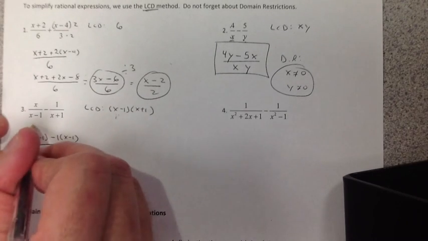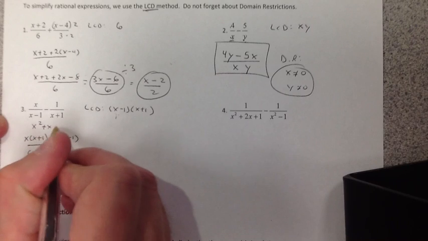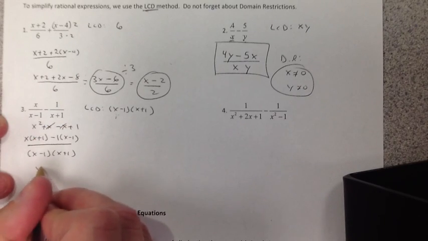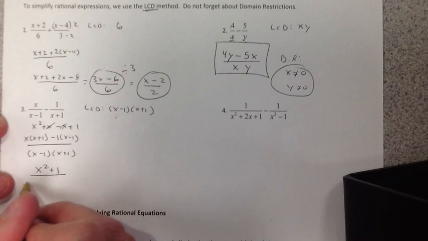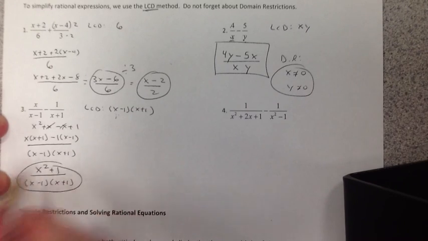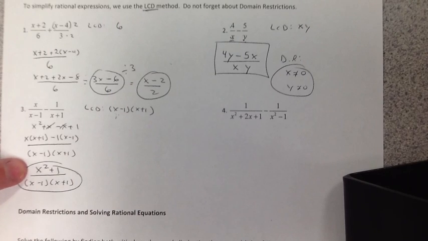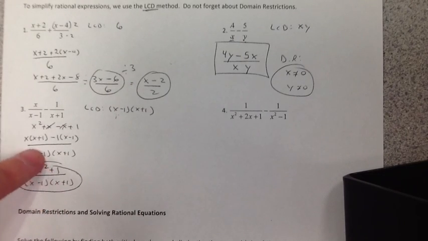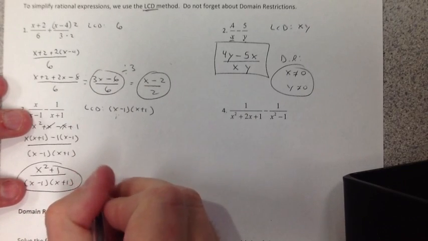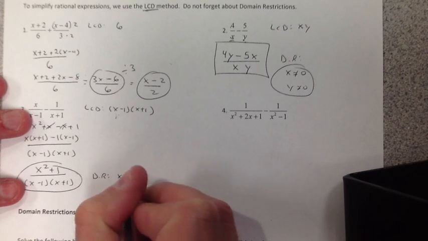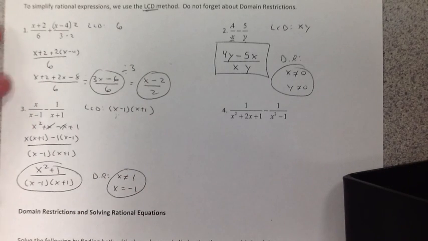And then I just simplify. On top, I get x squared plus x minus x plus 1. The x's cancel, so my final answer is (x squared plus 1) over (x minus 1)(x plus 1). And there is our answer. Please, we cannot cancel the x squared plus 1s here. We're not allowed to cancel those, okay? Even though they look the same, the square makes a big difference. We do have 2 domain restrictions here. X can't be 1, x can't be negative 1. Very easy to do these.